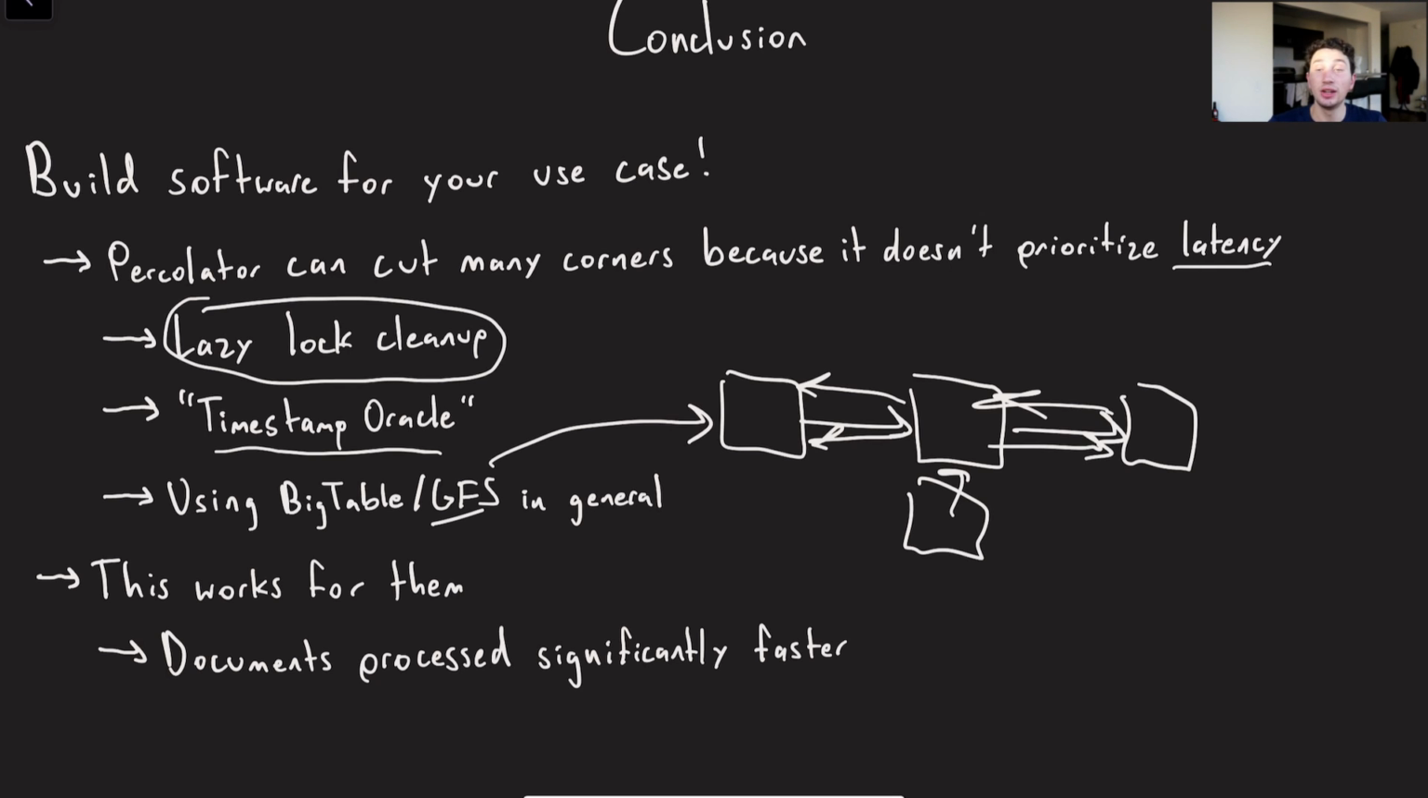That being said, who am I to judge? This works for them, right? They wouldn't write the paper otherwise if they weren't getting utility out of this. And that is ultimately what matters. You don't have to boil the ocean. You don't have to build systems that solve every single problem. You're building systems to solve one particular problem, for the most part. And if it does that, then it's a good system. And so for that, I'm going to give the Percolator system credit.